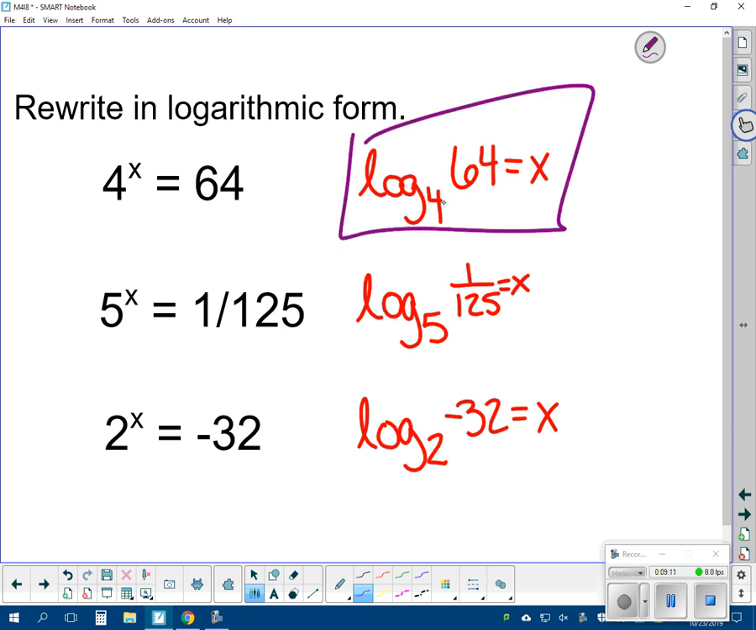So if I see something written like this, what is that actually asking me? It is saying 4 to what power equals 64. It's saying exactly what that says. So if I need to solve this, that's what I need to figure out. 4 to what power is 64, and I would get x equals 3, like Noah said.